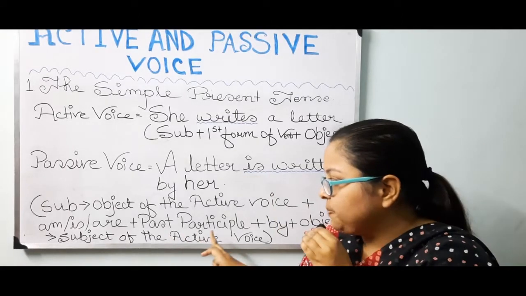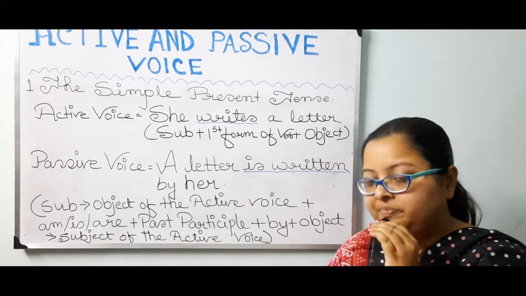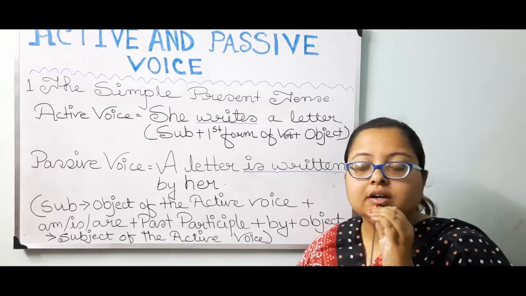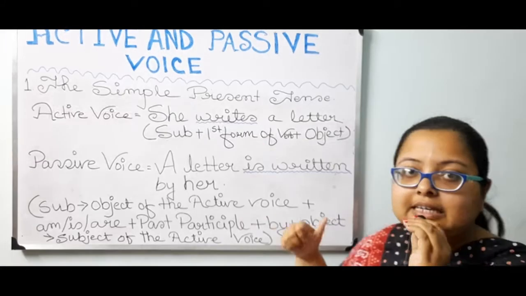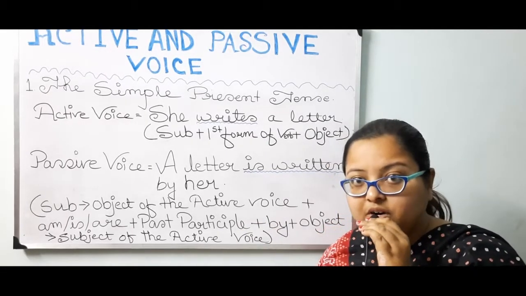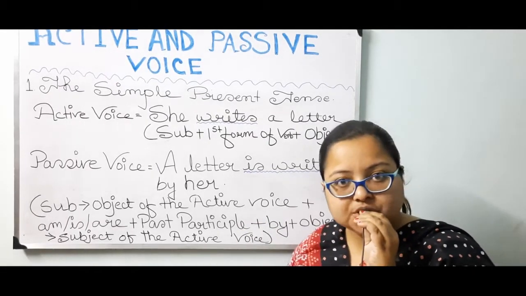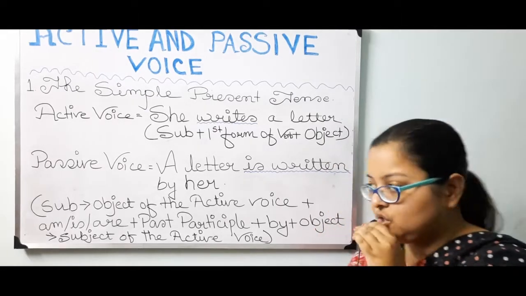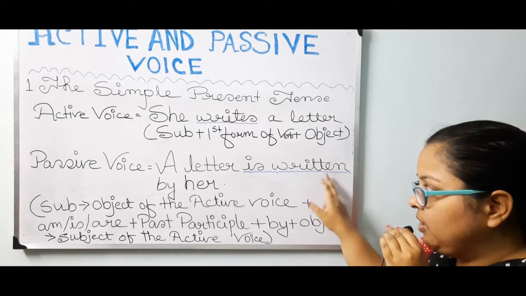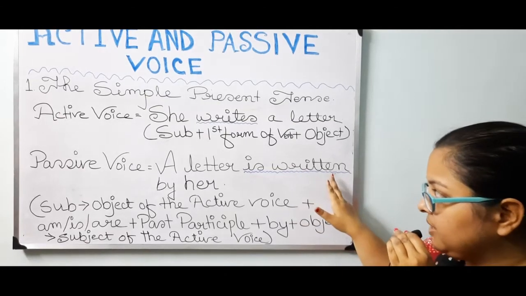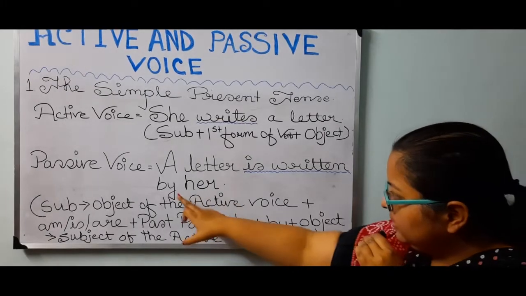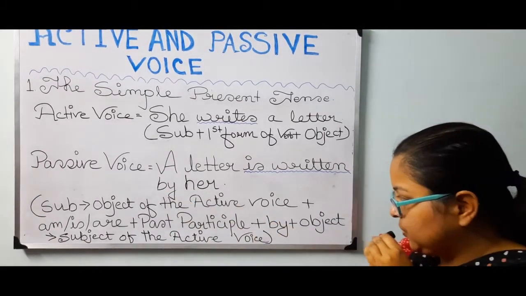Then, past participle form of the verb. So, past participle form of the word write is written. Write is the first form of verb, second form wrote, third form written. So, over here, third form, that is the past participle form, is the word written. Next, we have to put by. Yes, we have done so.